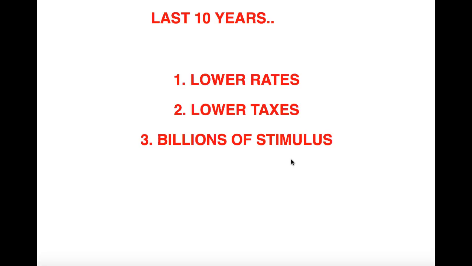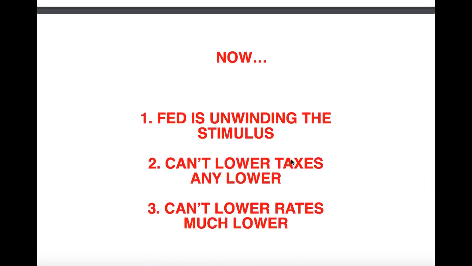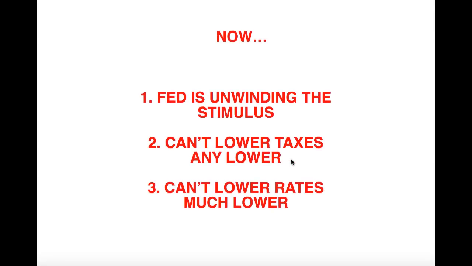Now, here's what we've got now, and that explains why even if the pace of the interest rate hikes is going to slow down, the market is not going to react favorably. The Fed is actually unwinding the billions of dollars in the stimulus package. You can't lower taxes by a whole lot more. You also can't lower interest rates much lower either. So you can't really use fiscal policy, you can't use monetary policy, and you've promised to unwind the stimulus, and technically speaking, that's what they're doing gradually.